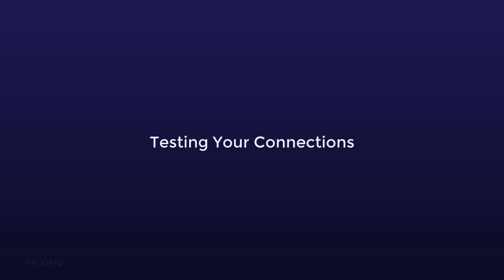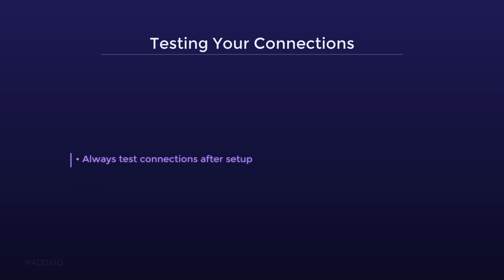Testing your connections. Always test connections after setup. This means verifying that your SAP BTP services can successfully communicate with other systems, like databases or external applications. For instance, after linking BTP to an on-premise HR system, perform a quick data fetch to ensure it works. This simple check prevents future disruptions and confirms everything is operational.